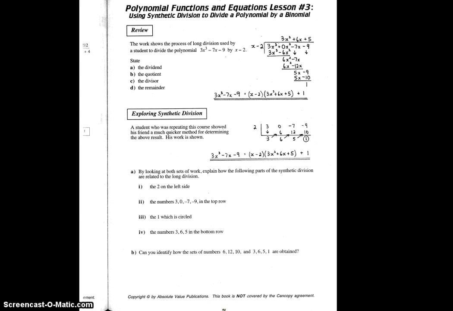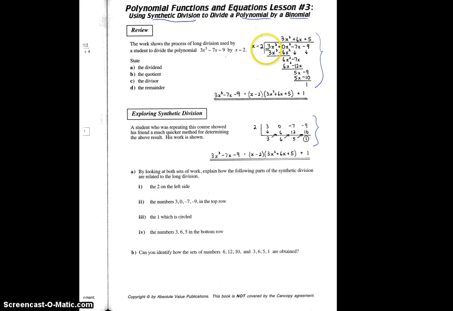Okay, so guess what? Lesson 3 is basically a shortcut to Lesson 2. Although there are applications where you're still going to want to use long division, there's a method called synthetic division where you're dividing a polynomial by a binomial, and you don't have to write so much. So here's an example of a long division scenario, and this would be the equivalent using synthetic division.